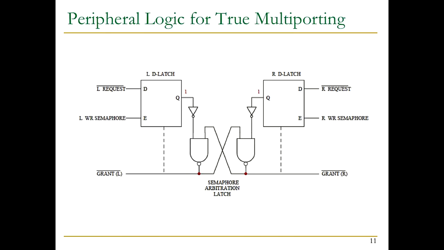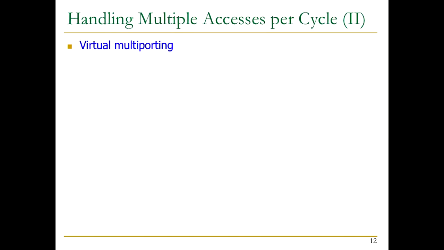So the CPU can arbitrate and ensure that the memory is not written and read from the same location at the same time, right? Or written and written at the same time. So that's a dependency. Okay, so that's true multiporting. And this is one way of supporting multiple accesses. But there are many other ways.